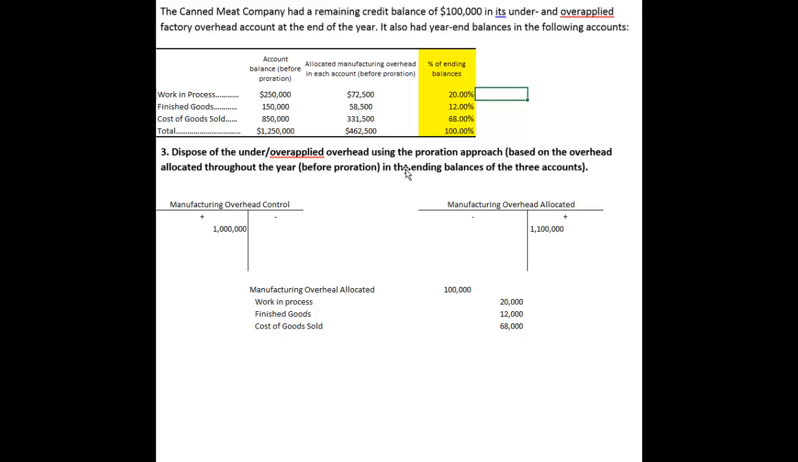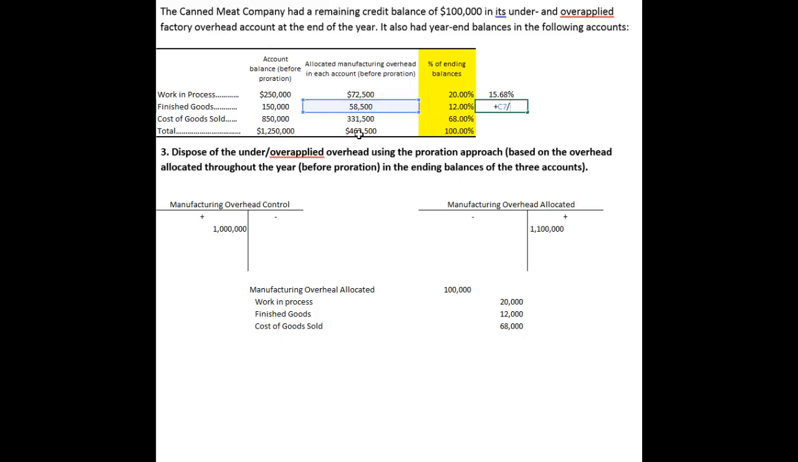So here's the new allocation base ratio. You take this amount of overhead that was applied or allocated to each ending balance prior to this extra over or under amount, and you divide it by the total overhead that was applied. Okay, so I just got to format these real quick here. So what that tells us is this is 16%. Let me pull that over a couple more decimals. 15.68%.